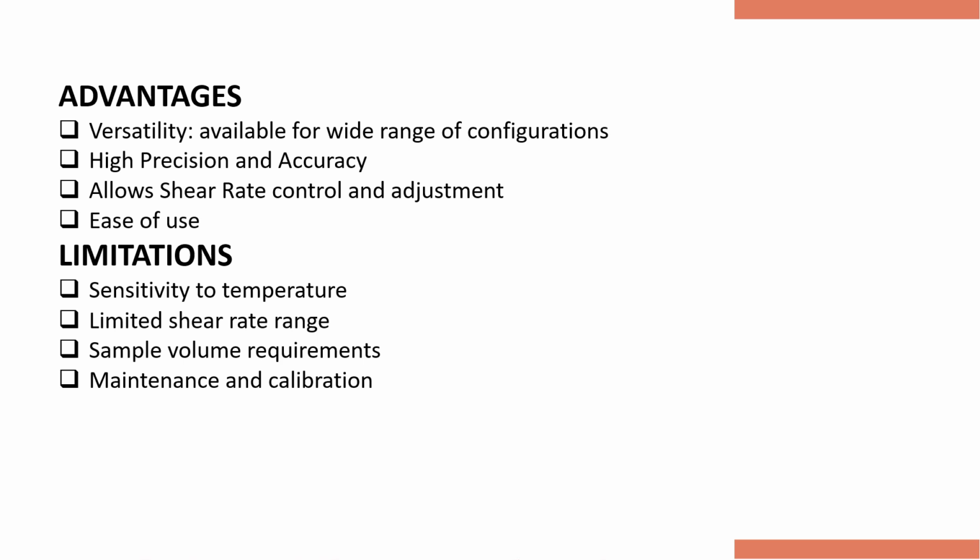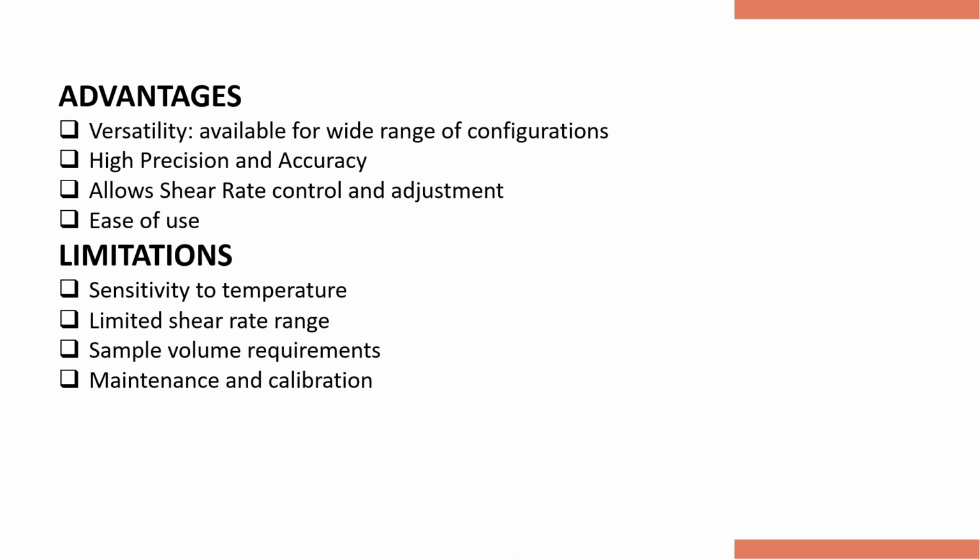Now we will see the advantages and limitations of rotational viscometers. So the first advantage is it is versatile. It is available for a wide range of configurations. Next, it has high precision and accuracy. Like the rotational viscometers provide results with high precision and accuracy. It allows shear rate control and adjustment. Next, it is easy to use. As you can see, the fundamental components are easy and the procedure is also easy.